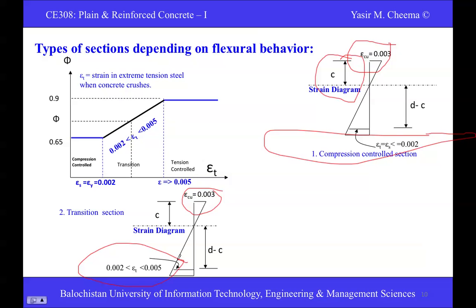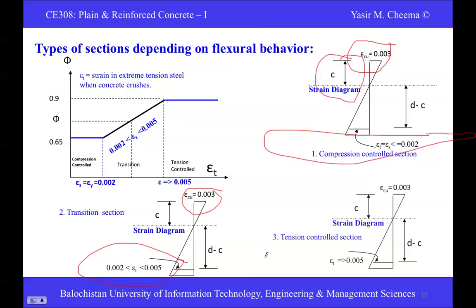Clear? And in the third case, that's the transition section. Is tension control section. Here the value increases from 0.005.